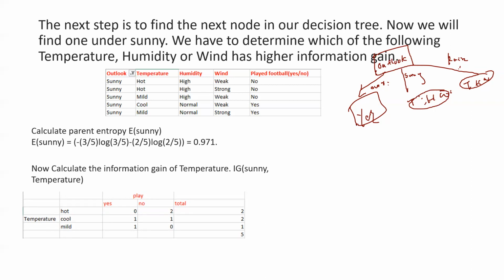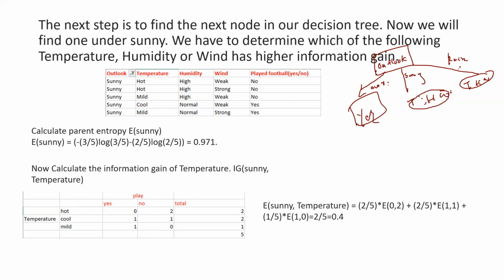So what we do now, we calculate again. For sunny, for temperature, we have considered only sunny, then I'll take temperature and calculate the table like this. For humidity, I'll take and calculate the table. For wind, I'll take and calculate the table. Then I'll subtract the individual entropy for sunny from the overall entropy for sunny and get the answers.